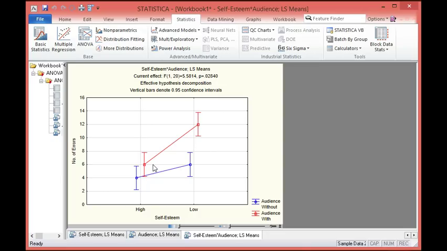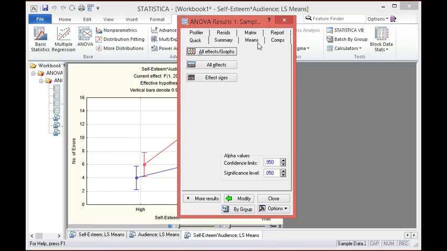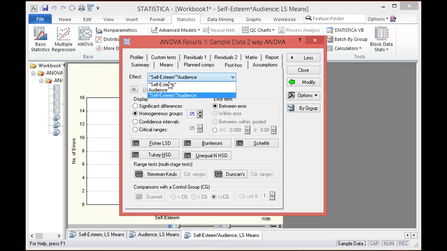All right. Now, to check, we still don't know: is there a significant increase here, and is there a significant increase here? Is it just that the increase here is much larger, or is there no significant difference here and a significant difference here between these two means? So that's the next thing that we will check. To do that, let's go back to our ANOVA box, and then let's click on more results, post hoc, and then let's click on self-esteem, audience interaction, and click on significant differences, and click on Tukey HSD.